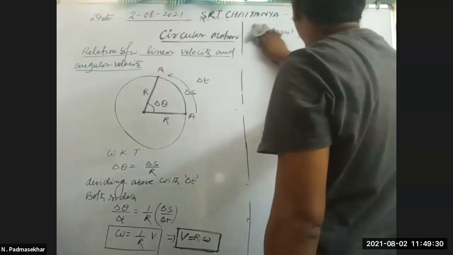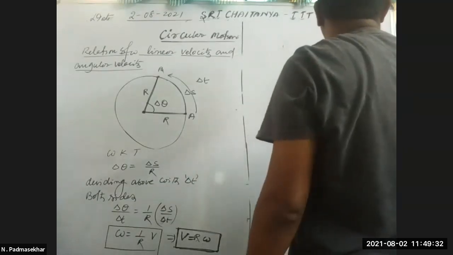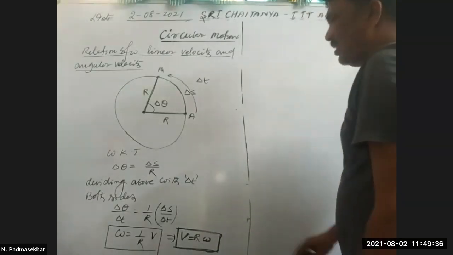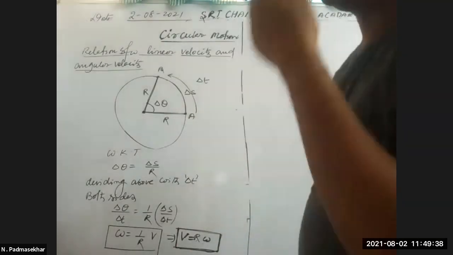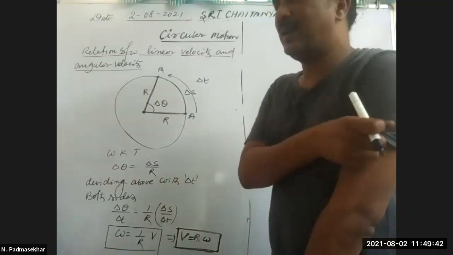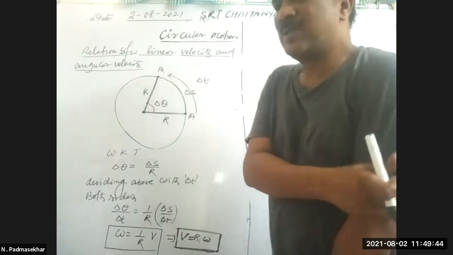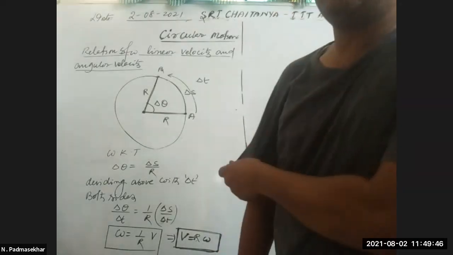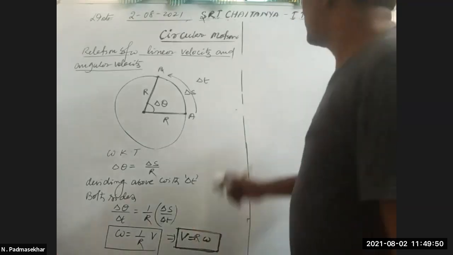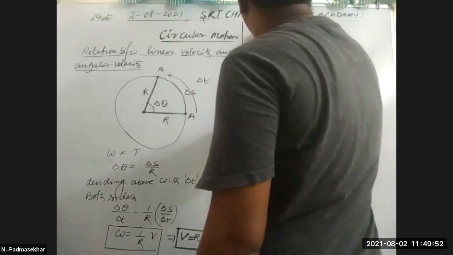V is equal to R omega only for circular motion, where the body is revolving in a circle. Angular velocity is not confined to circular motion. Is angular velocity only for circular motion? No, it is not confined to circular motion. I will explain.